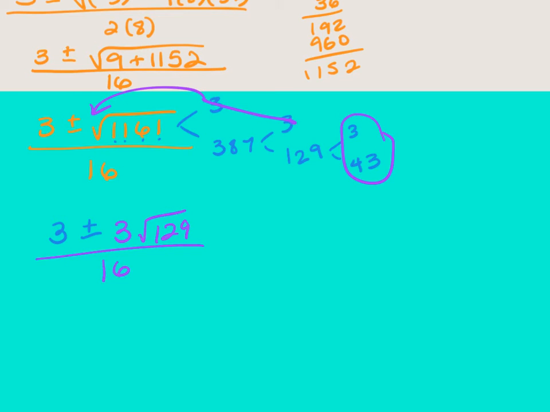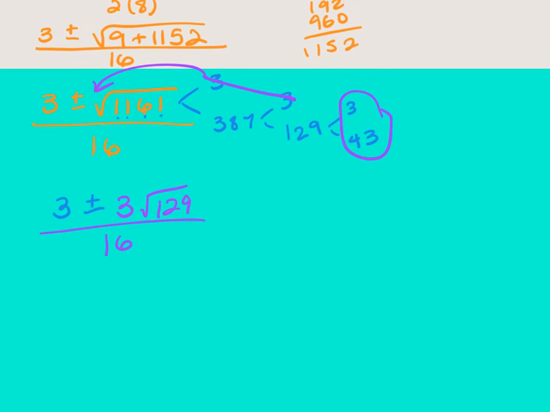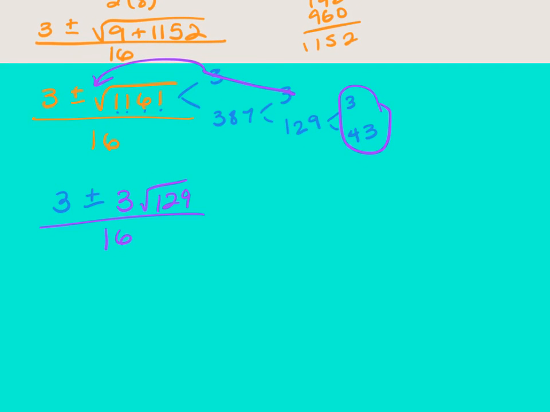All over 16. Now this cannot be reduced, right? 3 can't go into 16. So the way, and I just checked it, WebAssign just does it split. This would be 3 over 16 minus 3 root 129 over 16, and 3 over 16 plus 3 root 129 over 16.